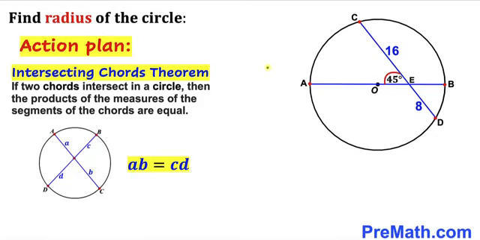Now we are going to apply the very same theorem in our case. Over here we can see these two chords AB and CD intersect each other such that one segment is 16, the other segment is 8, and the other two segments are going to be AE and EB. Our task is going to be to find the value of this segment AB and the value of this other segment EB as well.